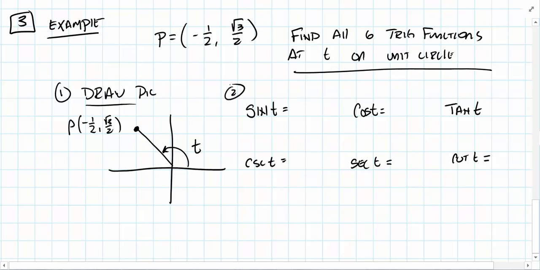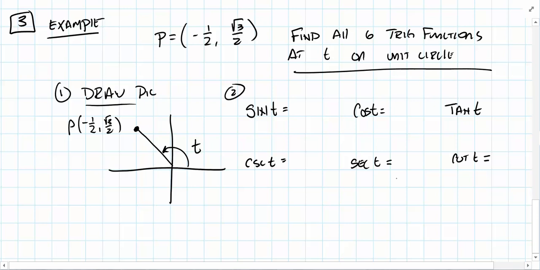So the second thing that we do is we set up all of our trig functions in that order every single time. Sine, cosine, tangent on the top in that order. On the bottom, cotangent, secant, cosecant, going backwards. The reason we do that is because now each of these are set up as reciprocals when you look vertically. As an example, the sine is the reciprocal of the cosecant. The cosine is the reciprocal of secant. Tangent is the reciprocal of cotangent.